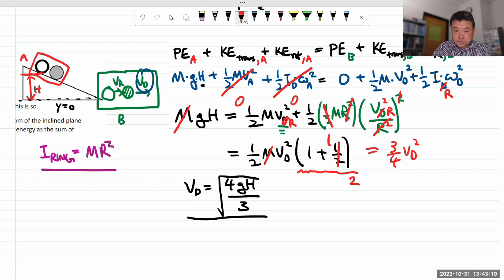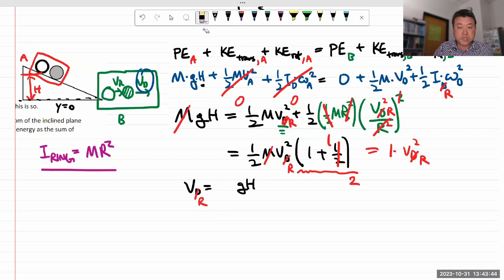So the quantity here is no longer 3/4. It's just 1 times Vd squared after canceling out mass. So when you solve for Vd, let me make sure I'm using the correct symbol, VR for the ring. VR for the ring is just going to be the square root of g times h. So let me just move this in, and square root of gh.